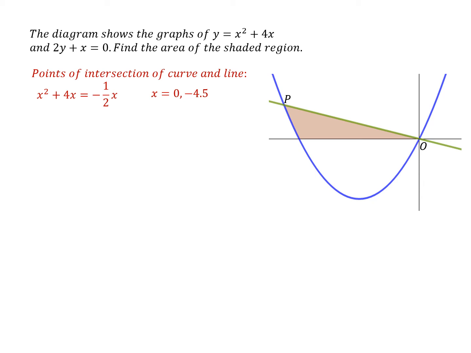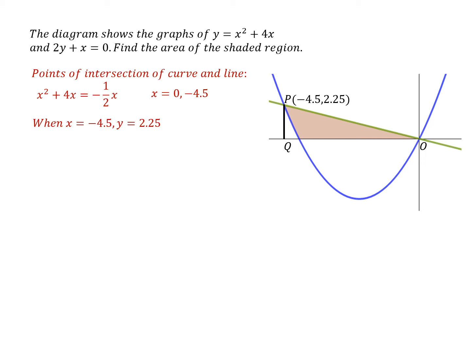So what I want to do is find the area of this triangle here, from O to P to this point Q, and then I'm going to subtract that area there. So I need to know where the curve crosses the x-axis. So, before that I found the y value of the point P.